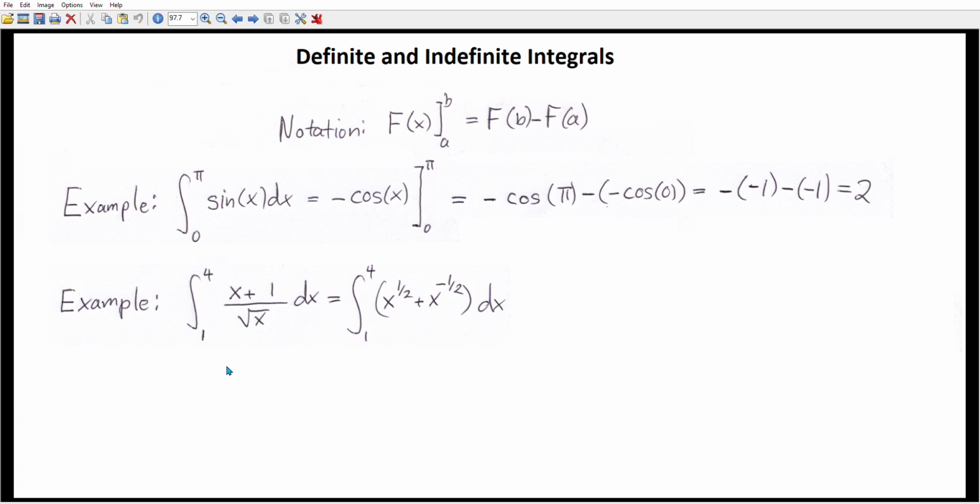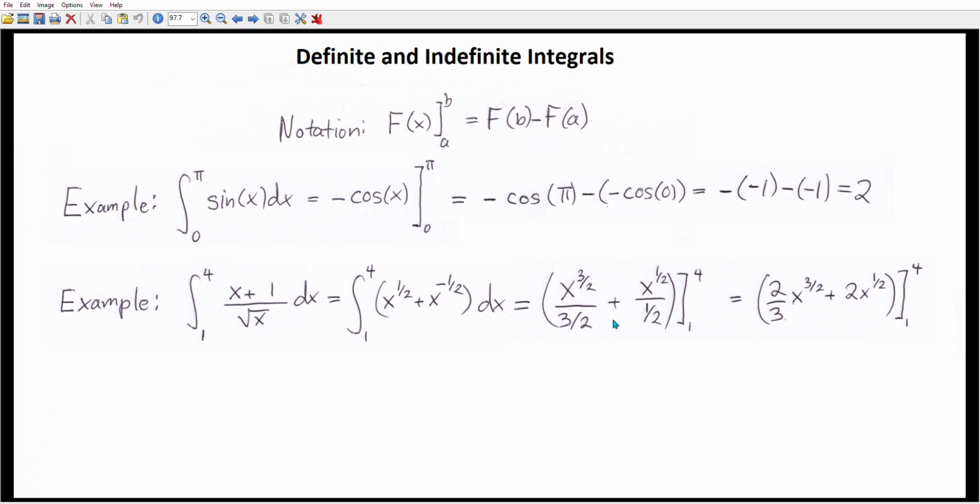Another example, the definite integral from 1 to 4 of x plus 1 over the square root of x. Now to do this, it makes sense to actually carry out this division. Square root of x is x to the 1/2. X to the 1/2 divided into x gives us an x to the 1/2. And x to the 1/2 dividing 1 gives us x to the minus 1/2. And now these are powers. We know how to evaluate this using the power rule. It is x to the 3/2 over 3/2 plus x to the 1/2 over 1/2 evaluated between 1 and 4.